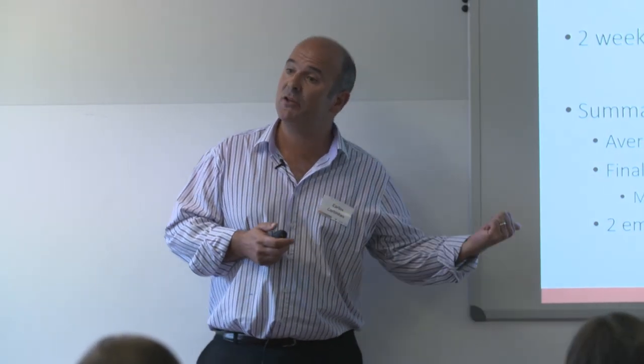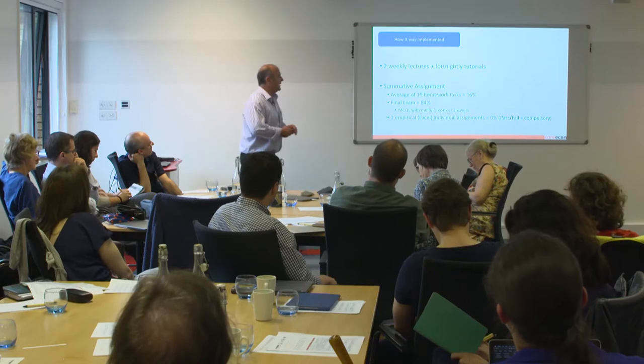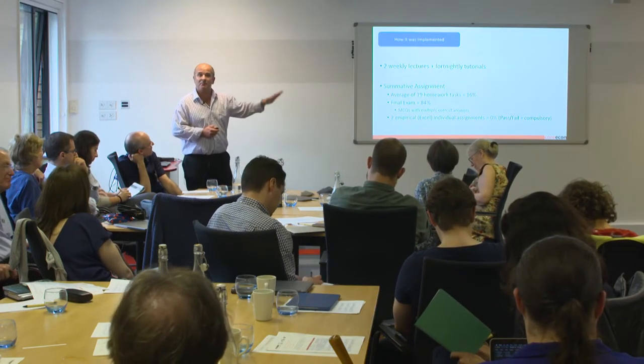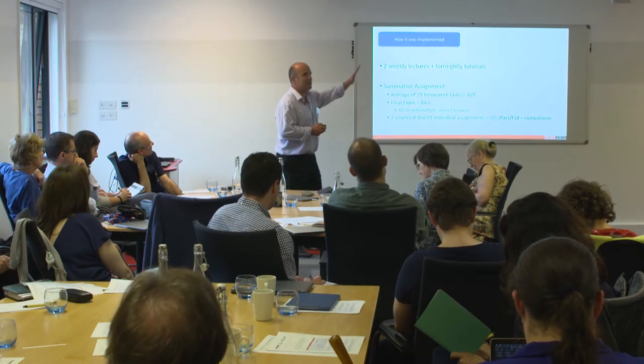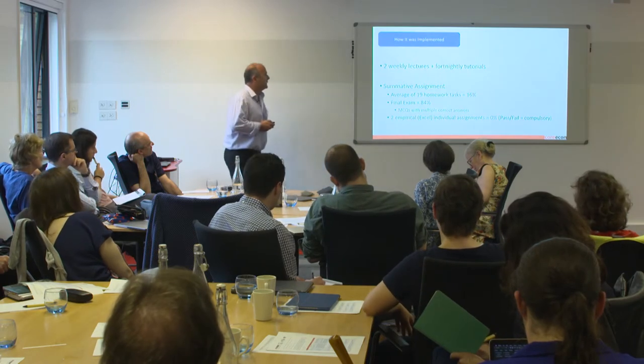And they also had to do empirical assessments from Doing Economics. This was summative assessment, but it was ungraded, and this was also a novelty. So even if a student gets 80%, they will fail if they don't complete the Doing Economics assessment. And this is creating a few headaches among my colleagues. But it worked. The big majority, over 98%, did all the Excel assignments.